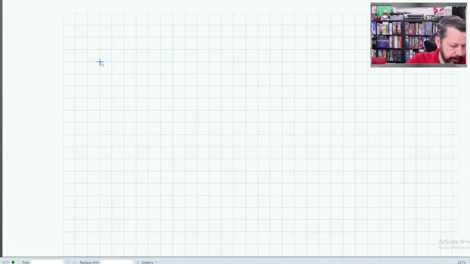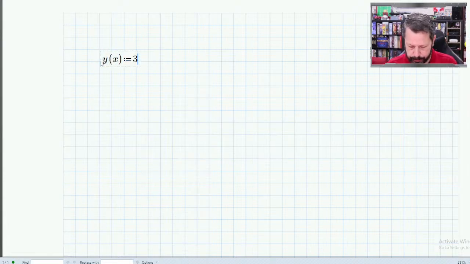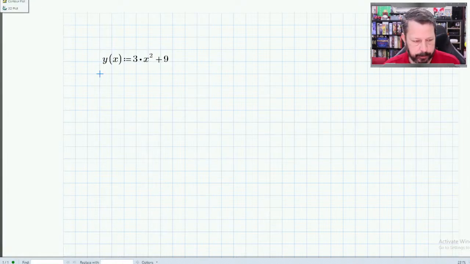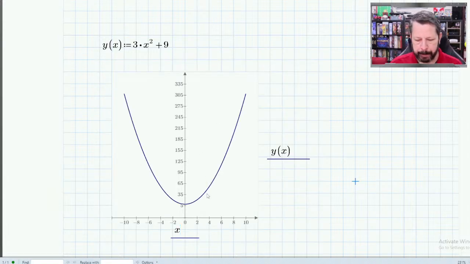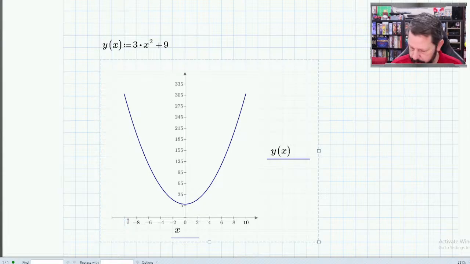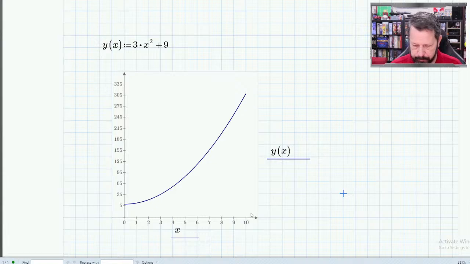All right, so let's come up with a relatively simple shape that we want to deal with. So let's just use a parabola. Y of x equals 3x squared plus 9. Okay, and then let's plot that. Insert an XY plot, y of x on the y-axis and x on the x-axis. So there's our parabola. Let's only go from 0 to 10. So that's good.